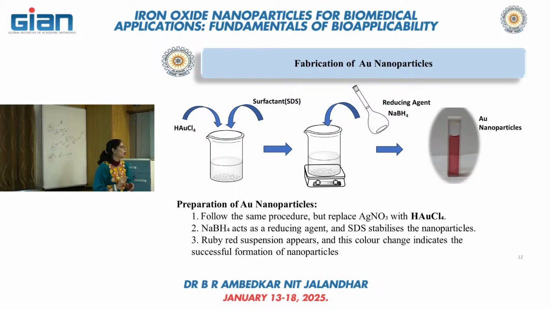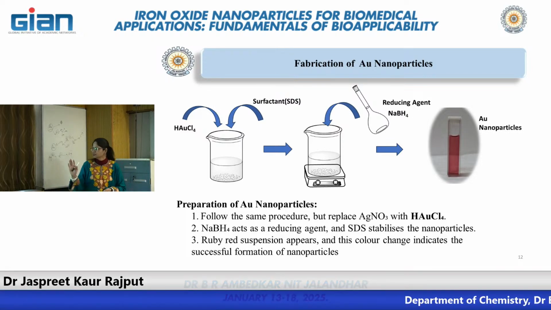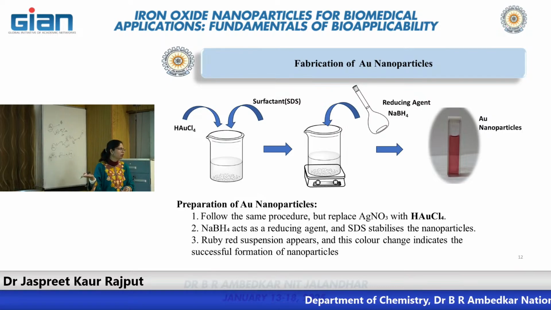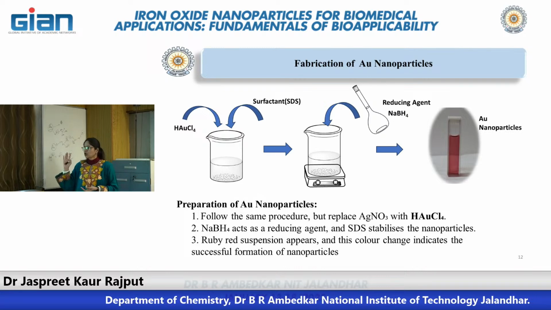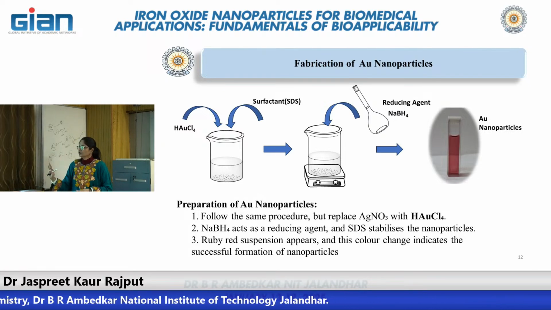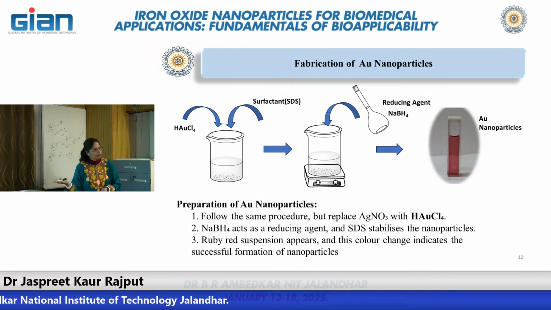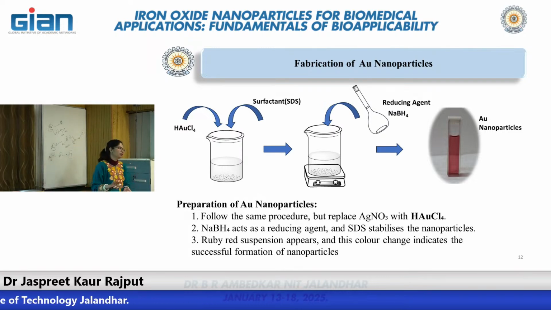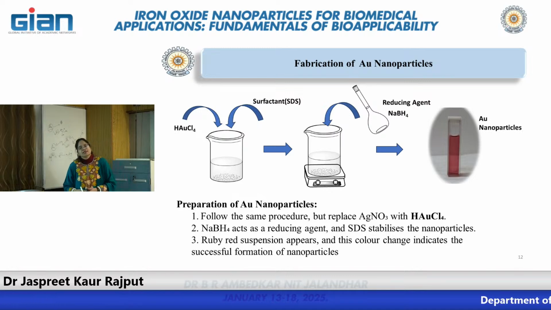Now we will use auric chloride. Instead of silver nitrate, we are using auric chloride. This is the salt of gold. Again the same procedure will be there, and the concentration will be the same. Sodium borohydride will again be used as a reducing agent, and SDS will be there to stabilize the nanoparticles. Instead of SDS you can use other stabilizing agents.